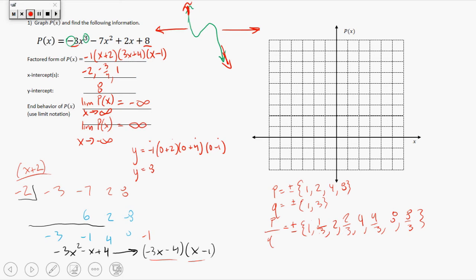Now let's transfer some of these points to the graph. So we can put the x-intercepts. There's one at negative 2. There's one at negative 3/4, which is about right there. There is one at 1.